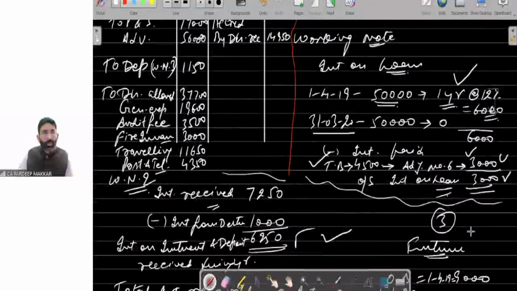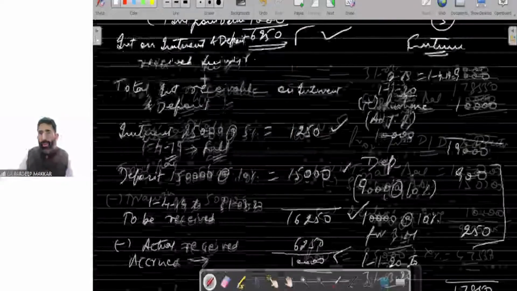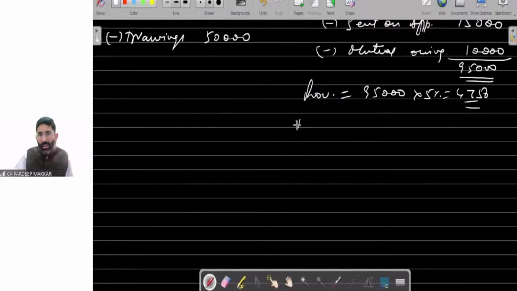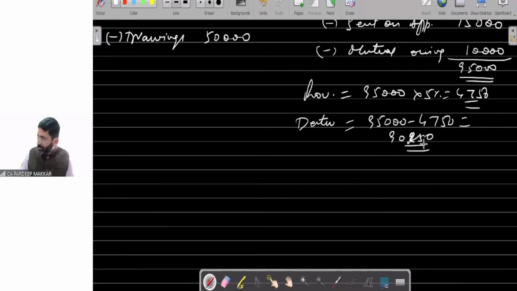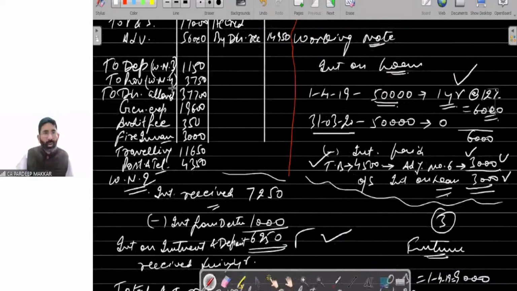So this is to be entered in profit or loss account. To provision, working on number 4 maybe, or 5, whatever it is, 4750. Simultaneously, it will be adjusted in debtors, and the balance of debtors will be shown here. Debtors will go to balance sheet is equal to 95,000 minus 4750, 90,250. Okay, this is 4750. Sorry.